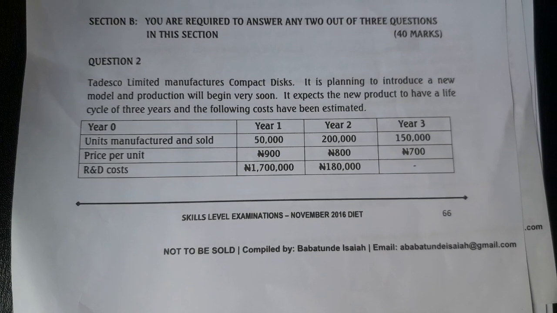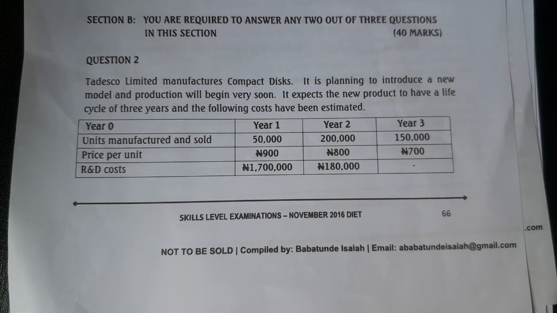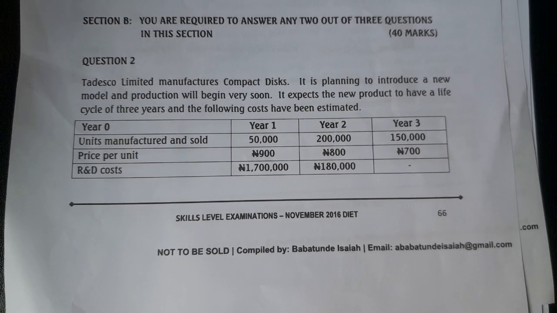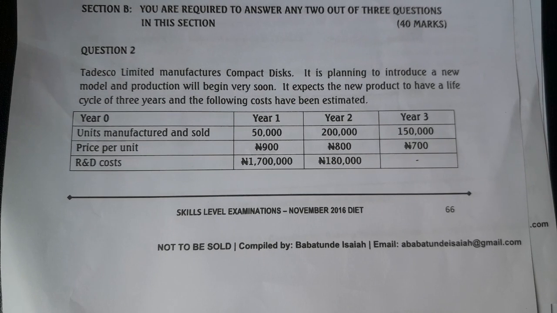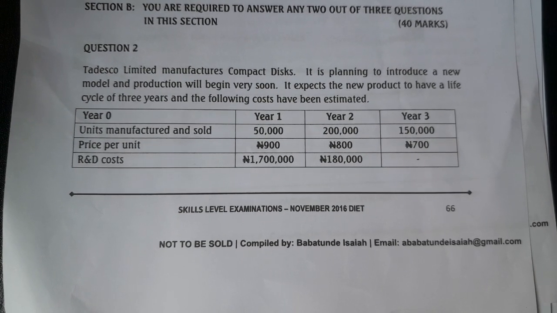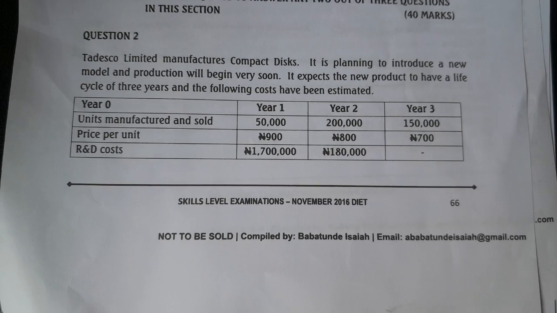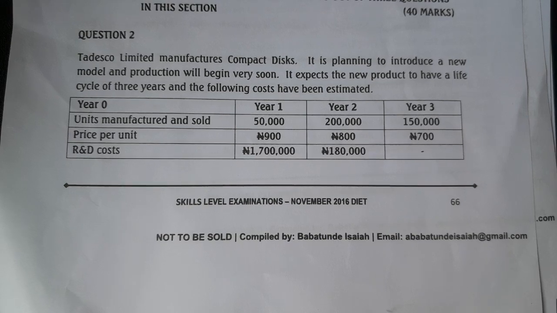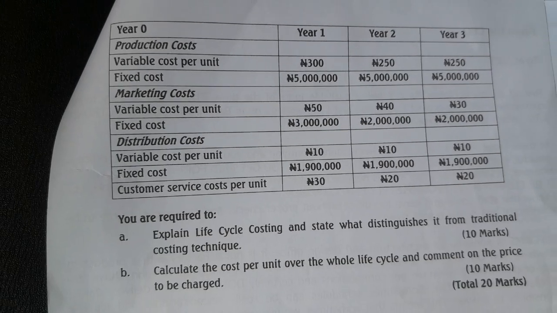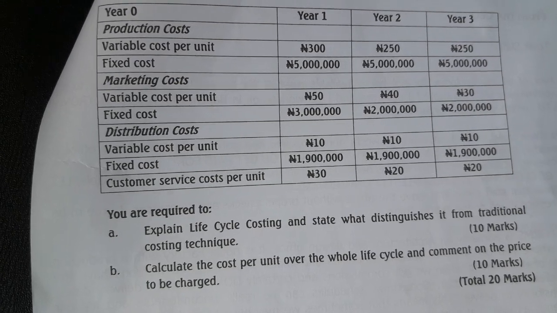Question 2. Tedisco Limited manufactures compact discs. It is planning to introduce a new model and production will begin very soon. It expects the new product to have a life cycle of 3 years and the following costs have been estimated from year 1 to year 3. We have units manufactured and sold, price per unit, research and development cost. We have production costs, variable cost per unit, fixed costs, marketing costs.